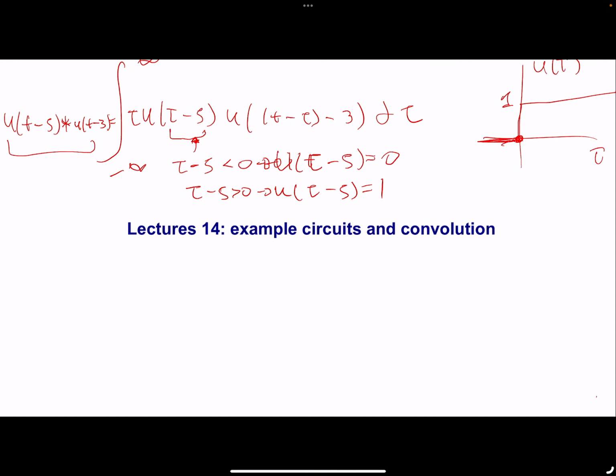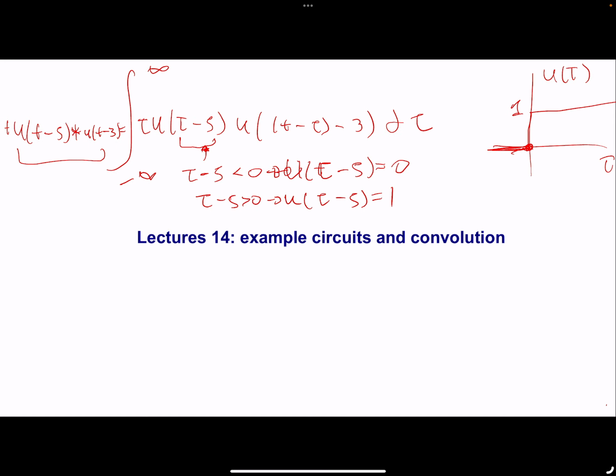Now, saying that tau minus 5 is less than 0 is the same thing as saying tau is less than 5. And saying that tau minus 5 is greater than 0 is the same thing as saying tau is greater than 5. That makes sense?